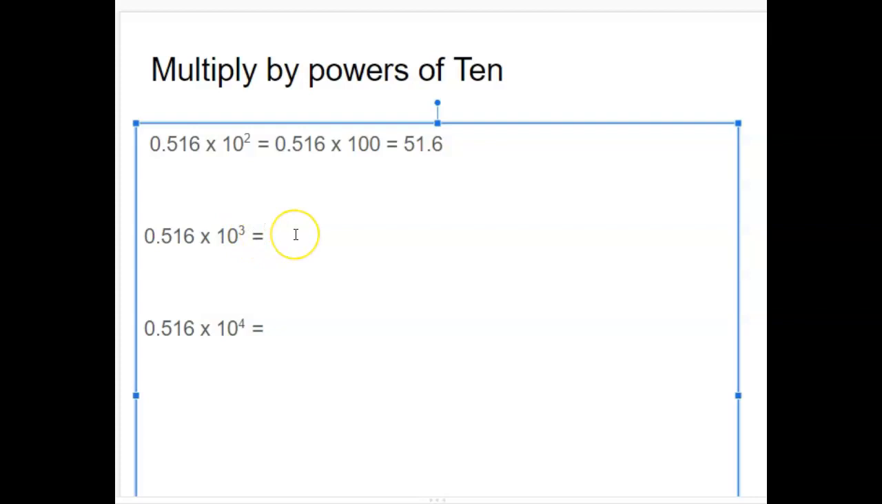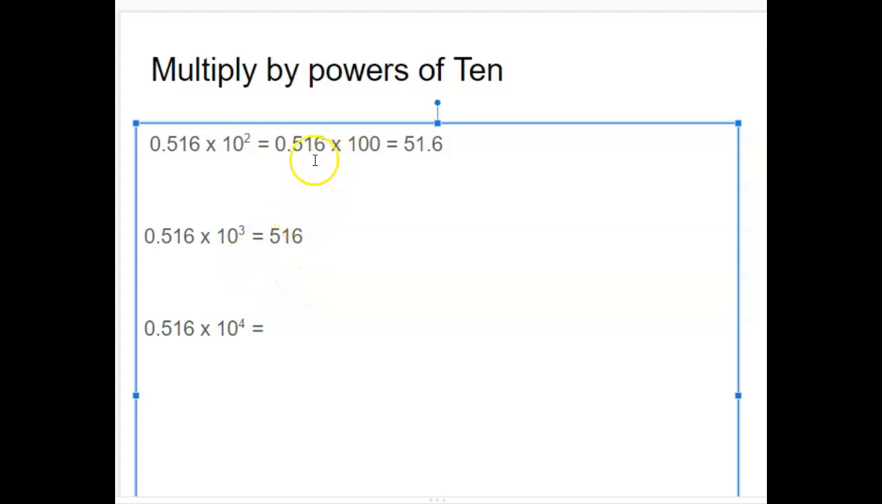But I don't necessarily have to do that, because I can also just look at the exponent and know that I'm going to move my decimal point 3 times. Because it's a positive exponent, I am going to move it to the right. And so if I move it to the right, that's 1, 2, 3. So my final answer is 516.